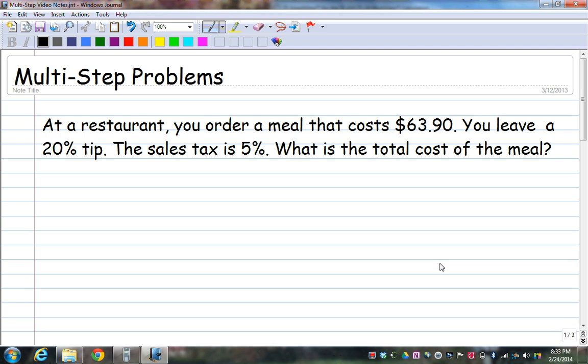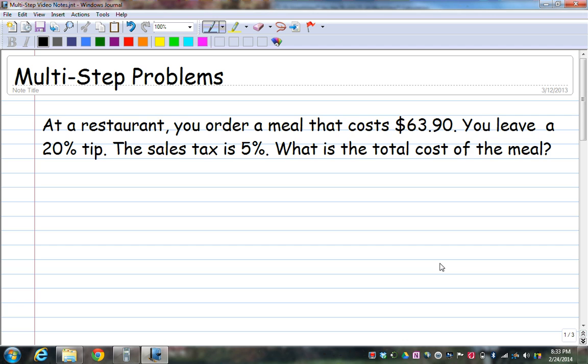All right, this video is going to teach you about multi-step problems involving percents. You still need to be able to find percent of a number. You change the percent to a decimal, multiply it by the number you're finding percent of, and then you add or subtract it from whatever the original was.